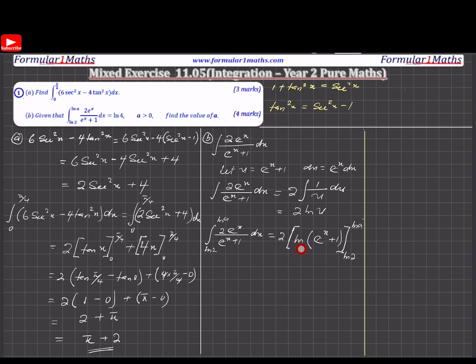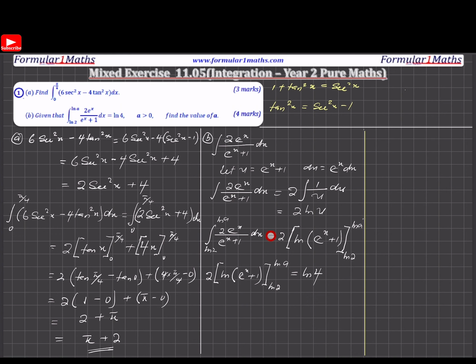So it follows that we can equate this to ln 4. So if we do that, we're going to get 2 ln e to the power x plus 1 between the limits of ln 2 and ln a is equal to ln 4. So I'm now going to do my substitution to find the value of a.